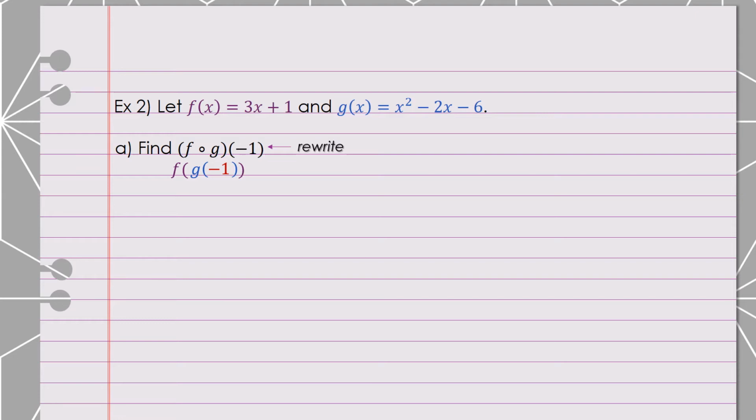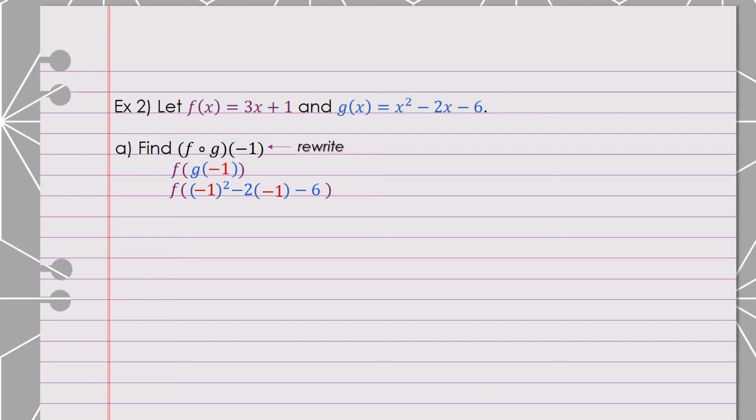From here, we follow GEMS. We start on the inside, and we can do nothing to negative 1, so we zoom out just a little bit. Now we see g of negative 1. Well, g of negative 1 means only looking at the g function. Every time you see x, you plug in a value. Your g function is something squared minus 2 times something minus 6. So now that we have the g function, we plug in the value, which in this case would be negative 1. And then we keep the f function on the outside, like a tag along.